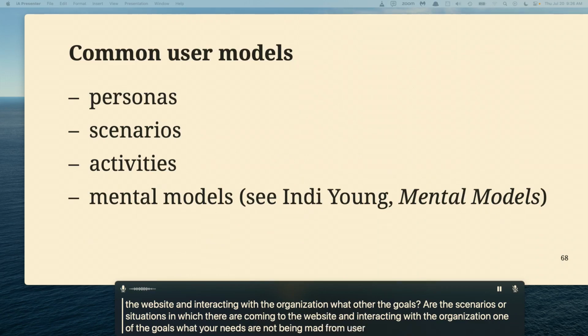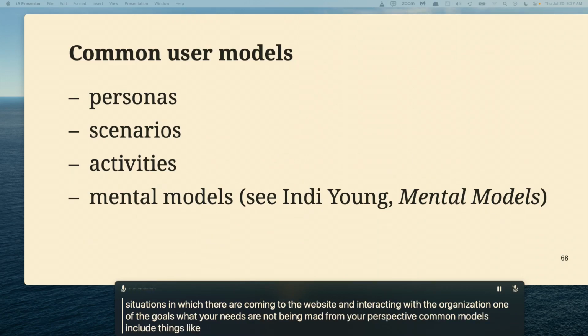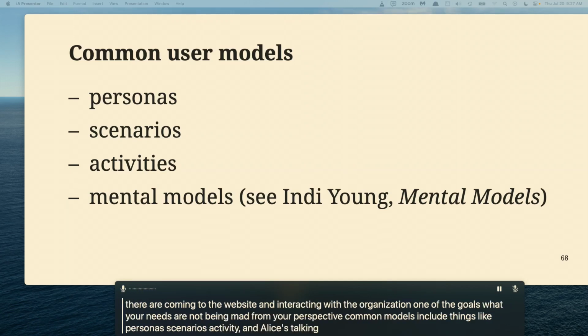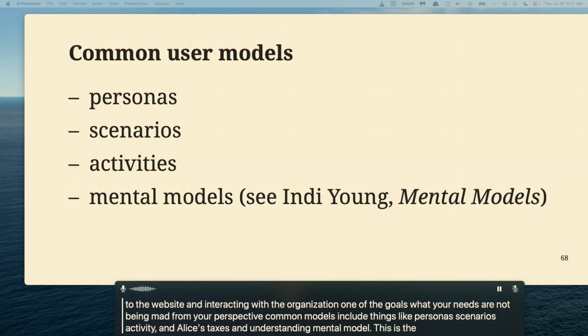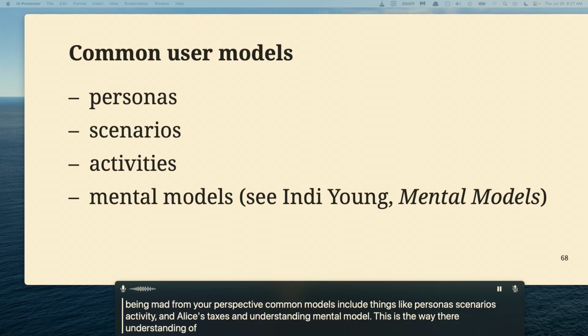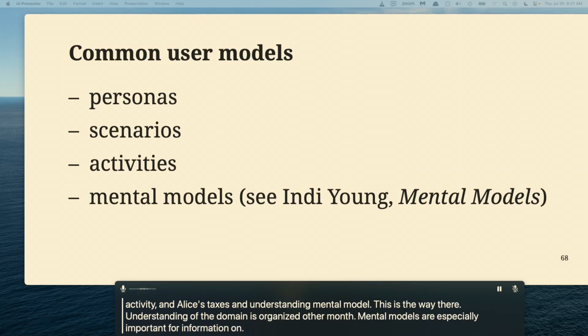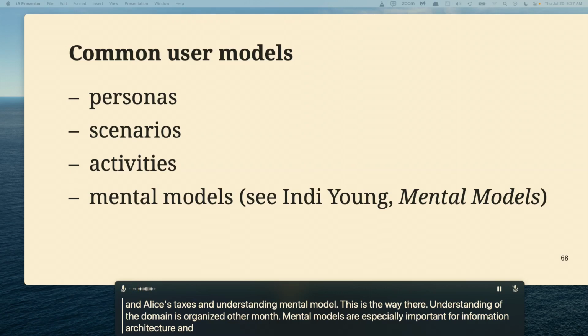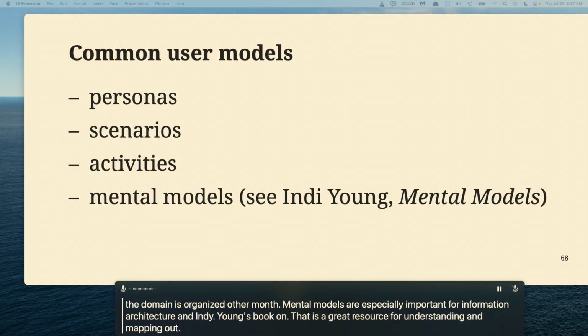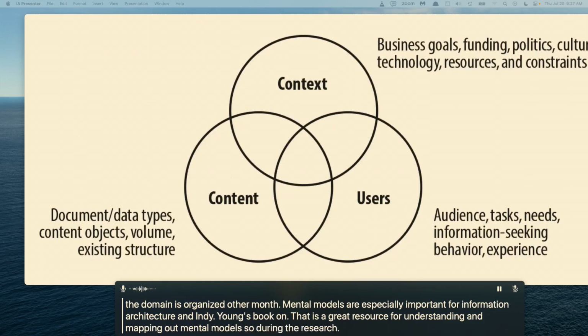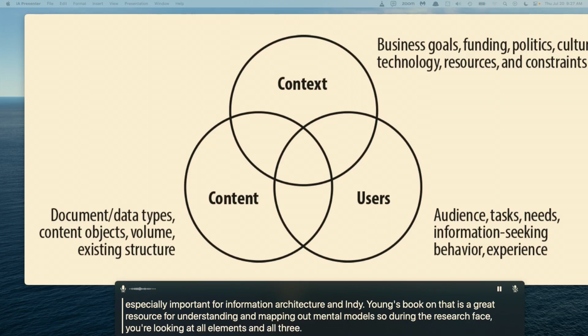From a user perspective, common models include things like personas, scenarios, activity analysis, task analysis, and understanding a user's mental model. This is the way their understanding of a domain is organized. Their mental models are especially important for information architecture. And Indi Young's book on that is a great resource for understanding and mapping out mental models. So during the research phase, you're looking at all elements in all three of these areas.